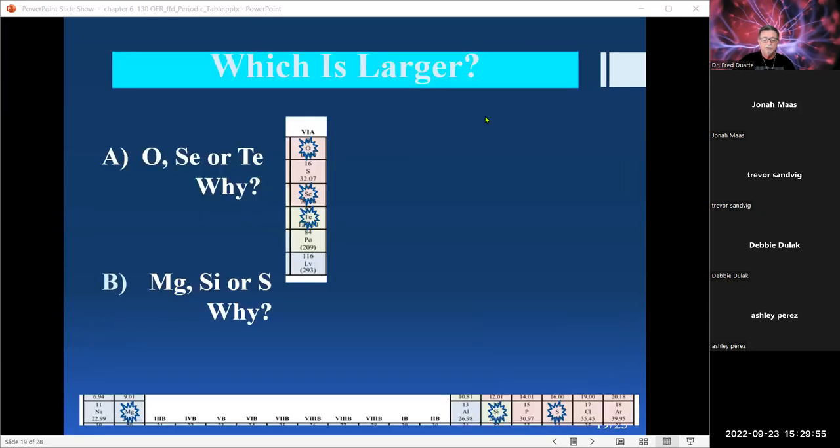So you may be asked the question, we want to compare these three elements. Which one is larger? Well, to answer that, we look at the elements that were given and we find them on the periodic table. Fortunately, we find they are all in the same group, so we are basically going down the periodic table. So it stands to reason that the bottom one is larger, because its valence electrons are in a larger energy level.